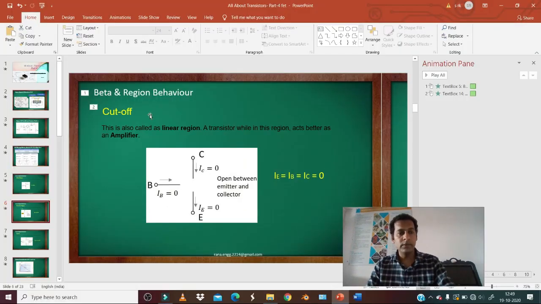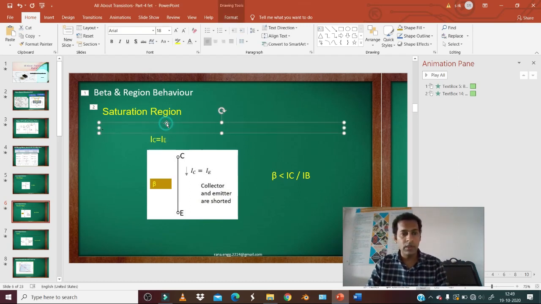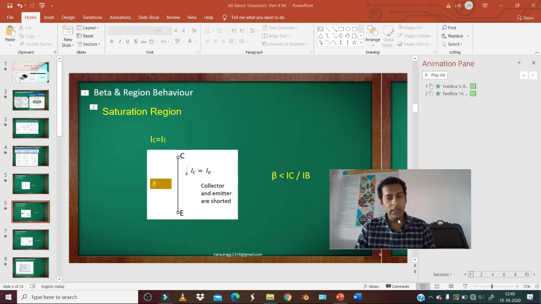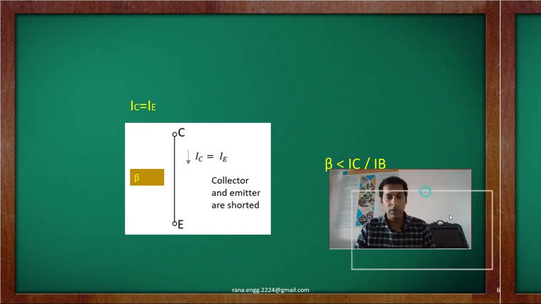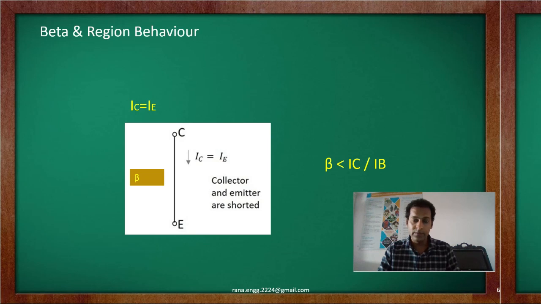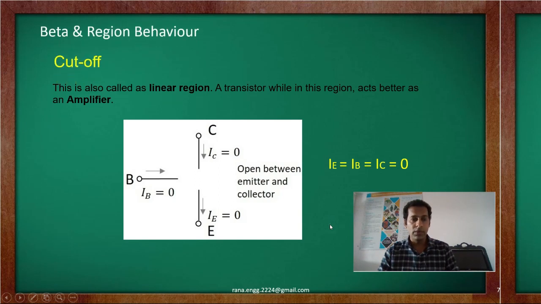Here in the on condition, this is not applicable. So this is about the saturation region. What happens in saturation? Input and output side both should be forward biased. So in that case, beta is not equal to IC by IB, it is less than IC by IB. So there is one more difference we have to remember about beta. If it is in the saturation region, then beta is less than IC by IB. If it is in the cutoff region, everything is zero, right? So we have to remember this for the various regions.